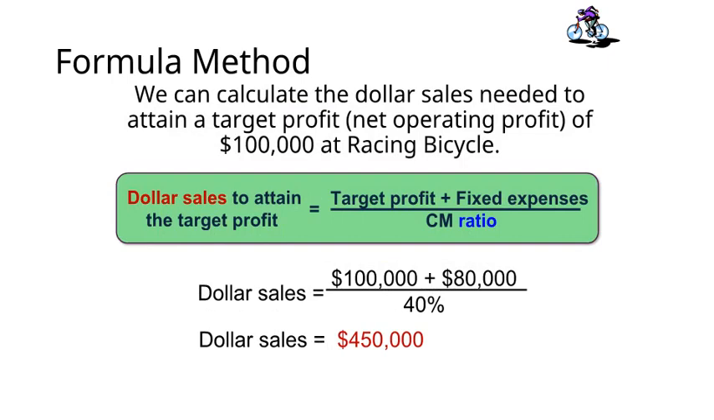Study the equation in the box on your screen. Suppose RBC wants to compute the dollar sales required to earn a target profit of $100,000. The formula method can be used to determine that sales must be $450,000 to earn the desired target profit.